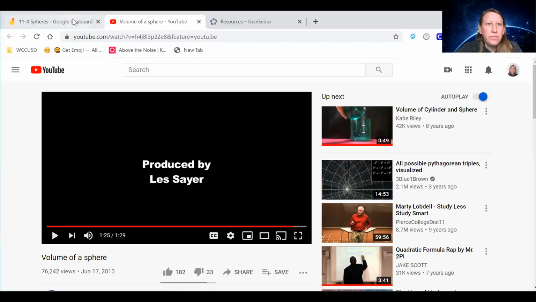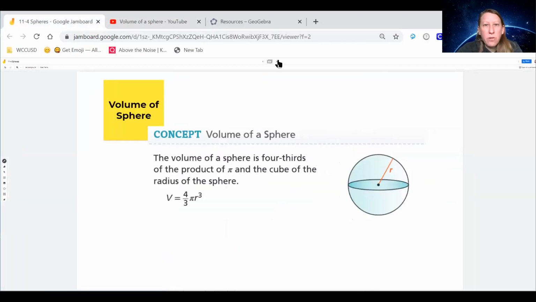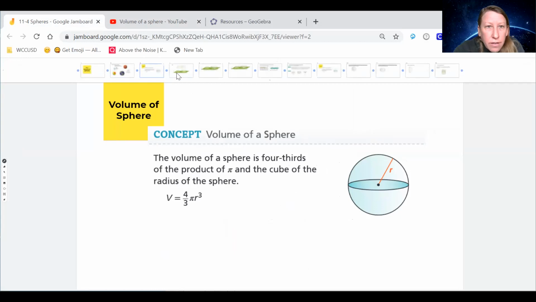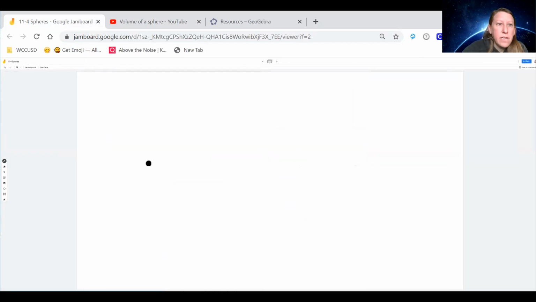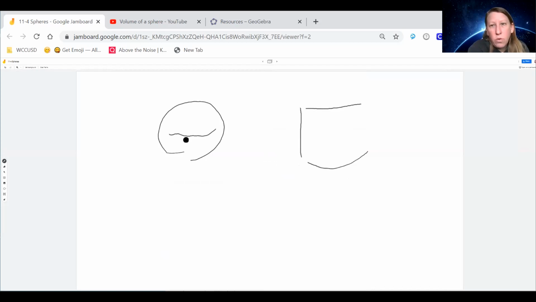Okay, that was good. So what did that show us? That showed us that the volume of the, let me add a slide here. Okay, so we had the sphere and we had the cylinder. And what she told us is that the height of the sphere was equal to the height of the cylinder.